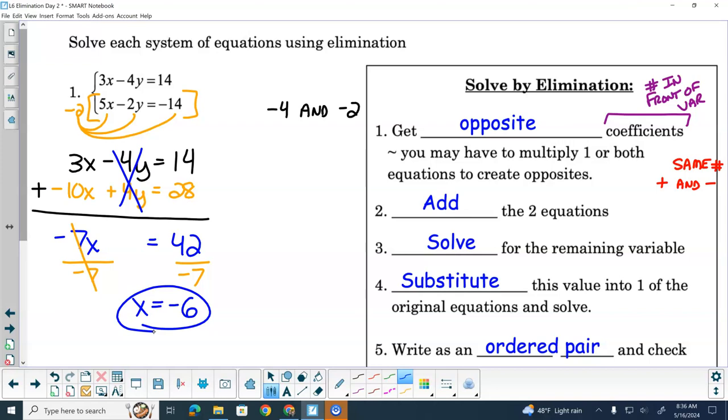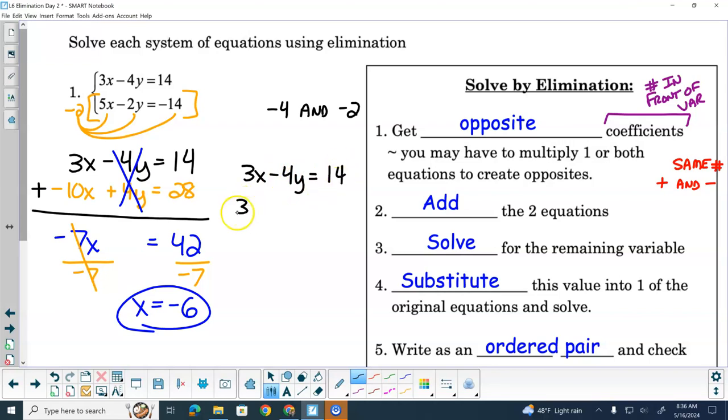Now we're through step number 3. Step number 4 says it's the same as what we did in substitution, where now we're going to substitute this negative 6 value back into either one of our equations. Which equation would you like to choose? Top equation? Okay. So I'm going to say then here that we've got 3x minus 4y equals 14.